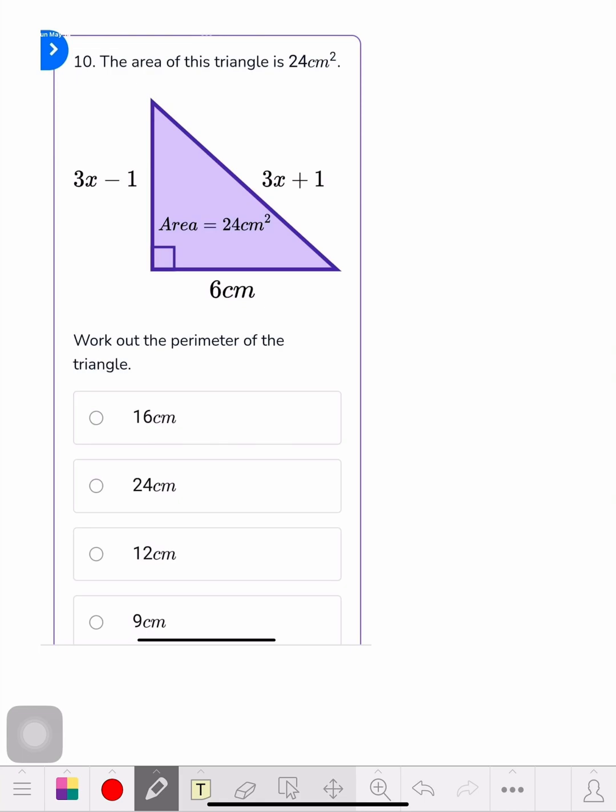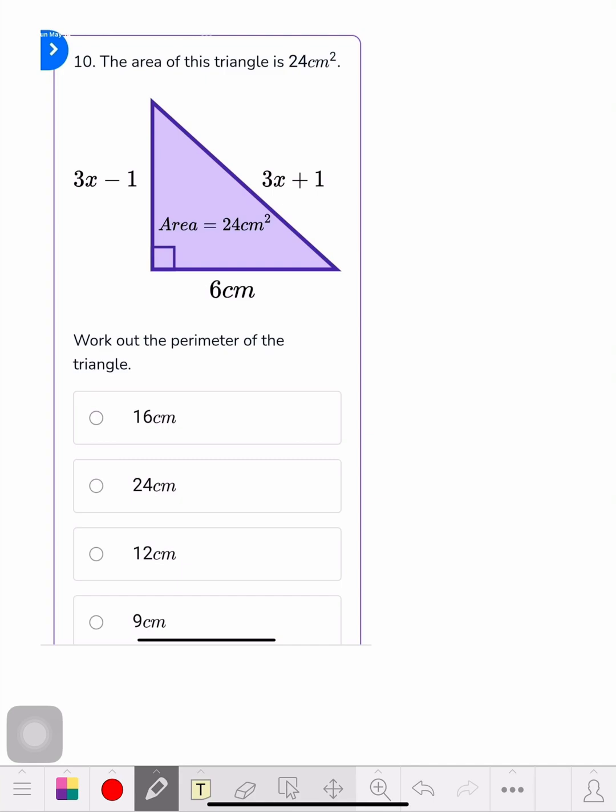The problem we have today tells us the area of this triangle is 24 centimeters squared, okay? They give us some measurements, and they want us to work out the perimeter of this triangle. You've got a couple ways to do it, because you know the formula for the area of a triangle is 1/2 b times h, okay? So you've got to divide by 2.